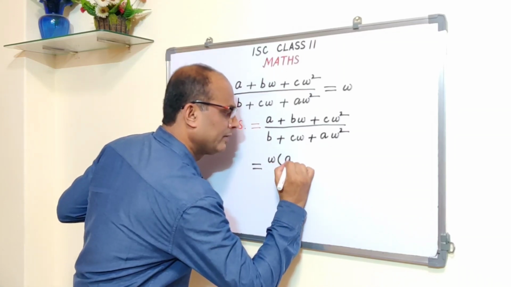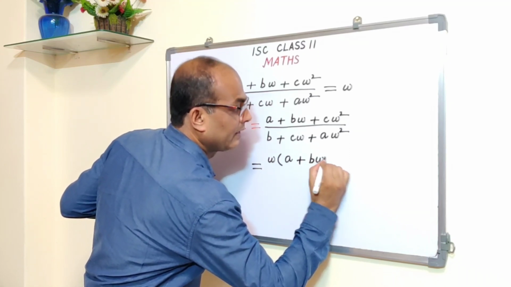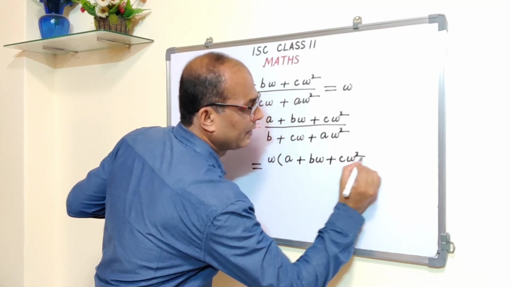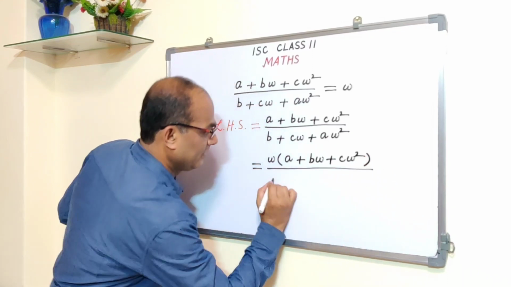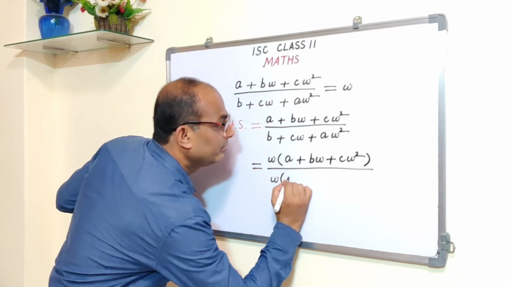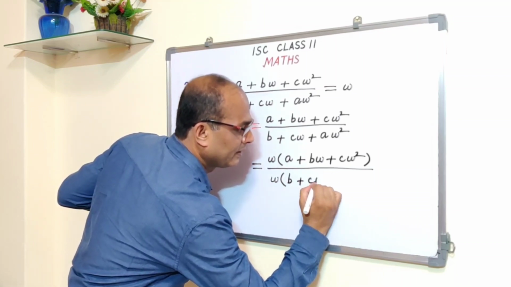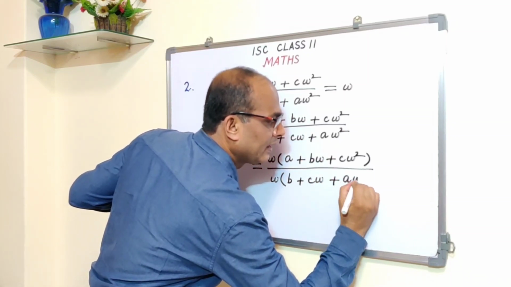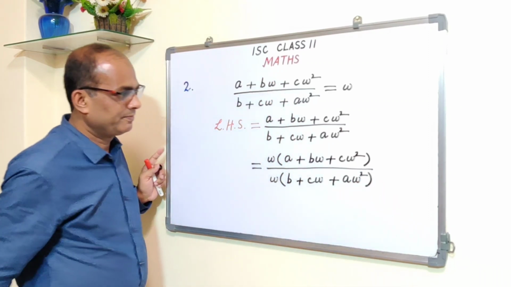Omega times (A plus B omega plus C omega square), whole divided by omega here also, because we have to multiply both numerator and denominator, times (B plus C omega plus A omega square). And this bracket is closed.